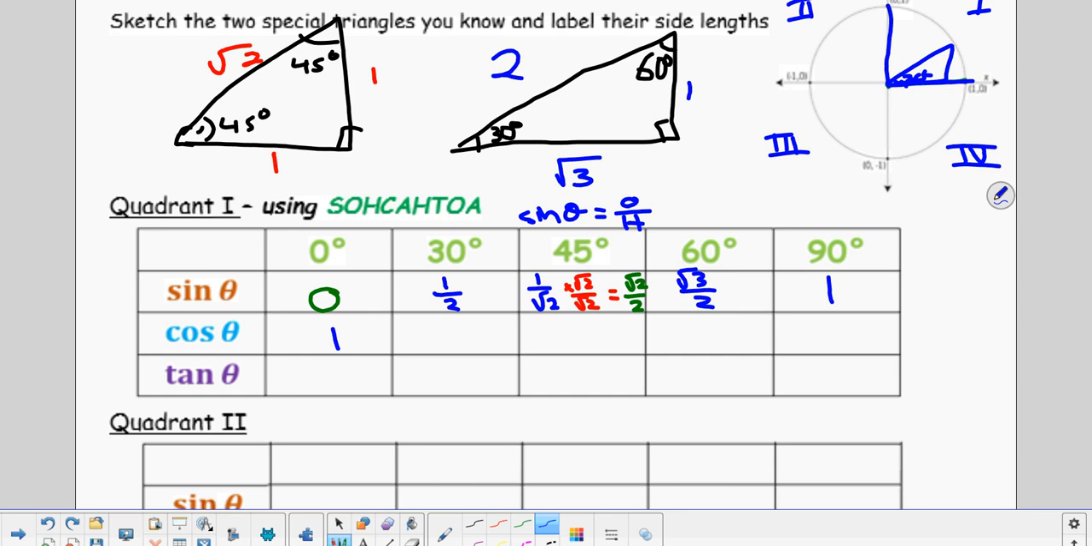Cos theta at 0 degrees is 1, adjacent to hypotenuse. Technically, cos theta, if you've got your point P here, is its x coordinate. You also have a pattern, you just work it up.